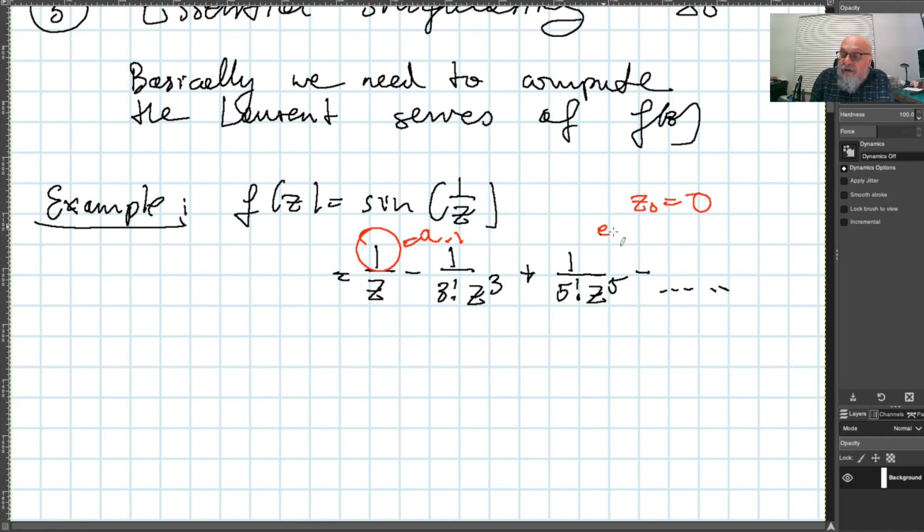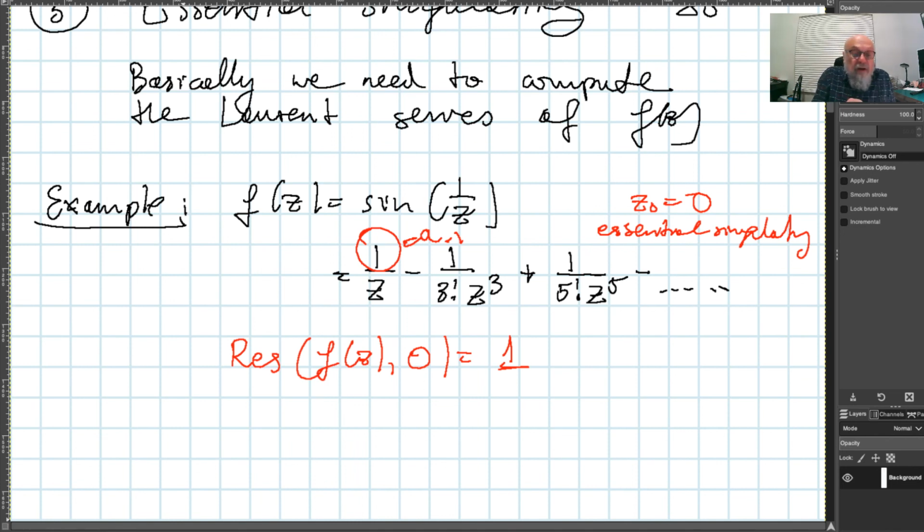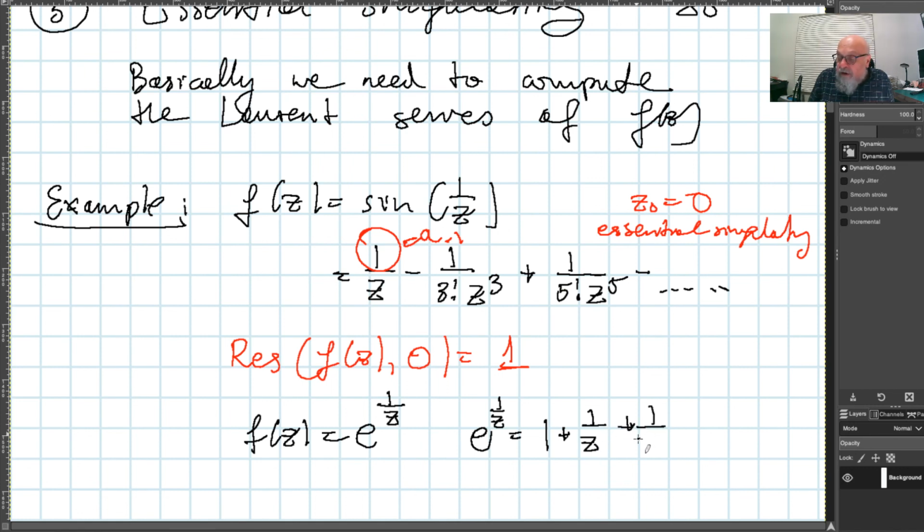Z0 equals 0 is an essential singularity. But we know the Laurent series expansion, so we can write it now. Residue of f of z at this 0 is equal to 1. Similarly, if you need another example, of course, if you know the power series expansion of the exponential, you can write it down again. This will be 1 plus 1 over z plus 1 over 2 factorial z squared plus 1 over 3 factorial z cubed, and plus again.